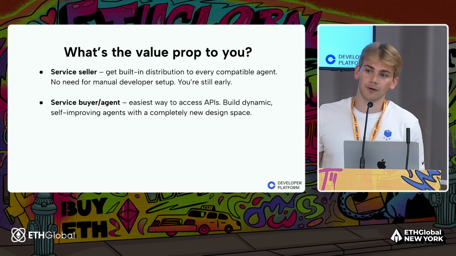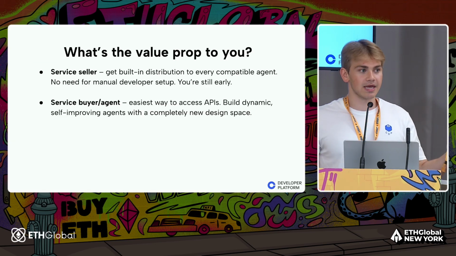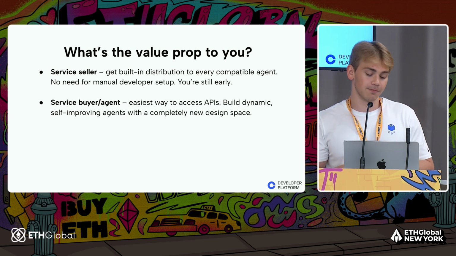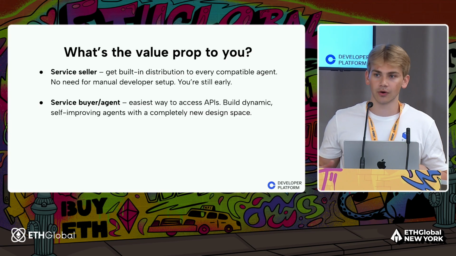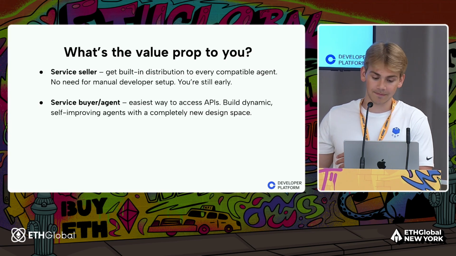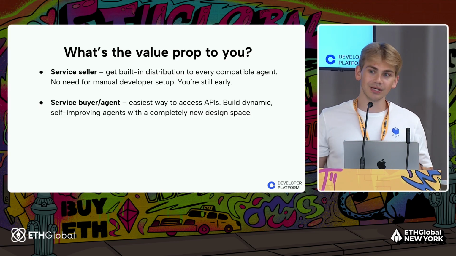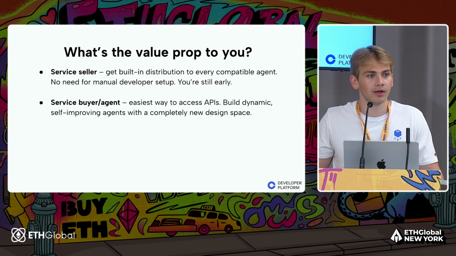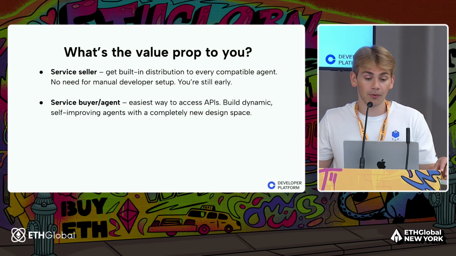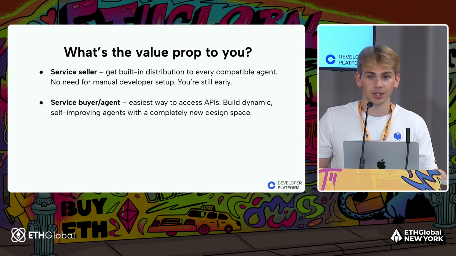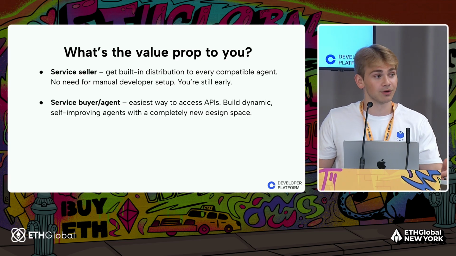So what's really the value prop to you? There's two main things that I'm looking forward to seeing built out this week. One is if you're a service seller and you're working on an API or wrapping an existing API, you can get built-in distribution to every single agent that has a crypto wallet and is compatible with X402. Developers no longer have to find you specifically to use your service. And when you're fighting for distribution and reach, this will be massive, especially when it's still very early.